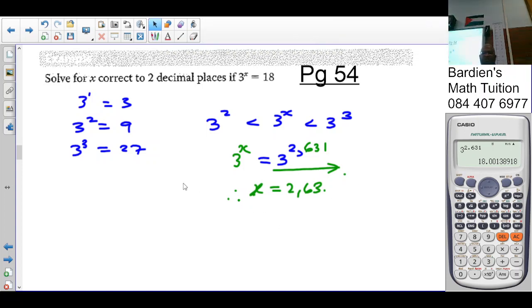This is the process of trial and error. You guys understand? We'll do another one. Let's go straight into exercise 2.8 on page 54. Let's do A.